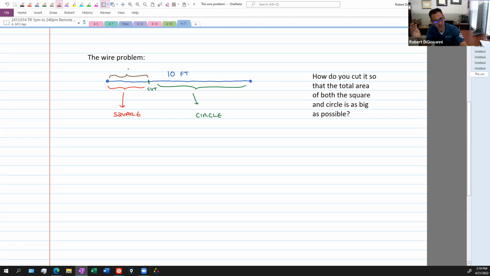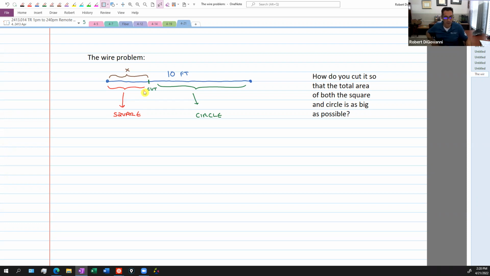Let's call this X. Let's say X is where we cut it. If X is 0, then everything is going to be circle. If X is 10, all the way to the other side, everything's going to be square. So to the left of the cut is the square, to the right of the cut is the circle. Making sense? I know this seems like a weird way to show that the area of a circle is better than the area of a square, but it's going to.